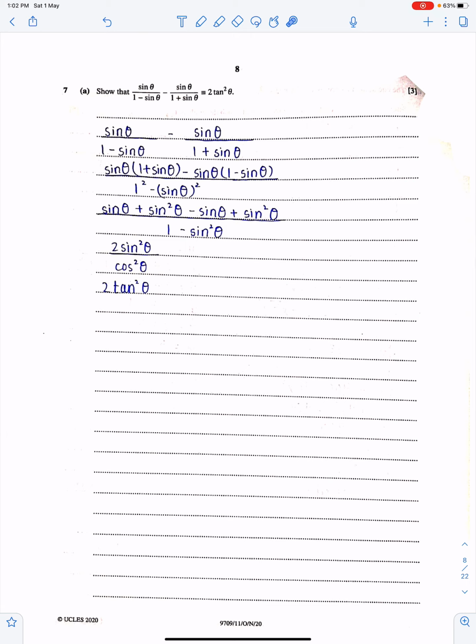Question number 7. We have to show this identity. This is so simple, you just need to take the LCM of these two fractions. When you take the LCM, in the denominator you will get (a minus b)(a plus b), which becomes a square minus b square. In the numerator you have sine theta (1 plus sine theta) minus sine theta (1 minus sine theta). By simplifying this numerator, you have sine theta, negative sine square, sine square. You need to cancel these two sine thetas, and by simplifying, you have 2 sine square theta upon cos square theta. Sine square upon cos square is tan square, shown.